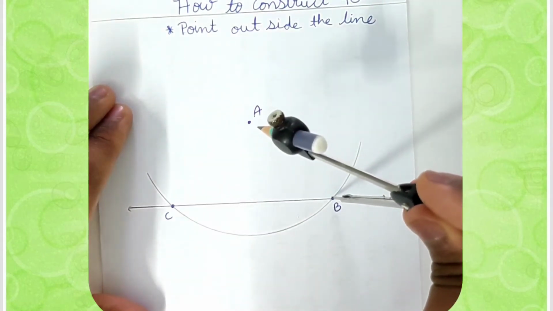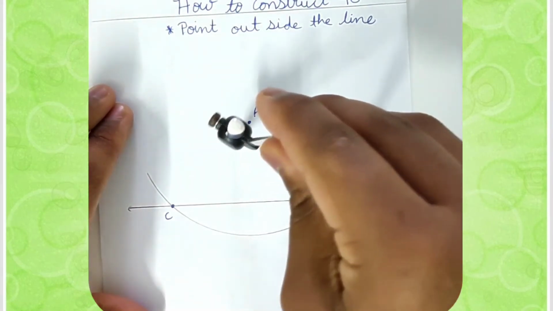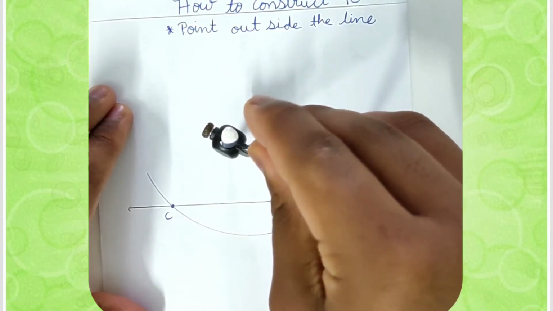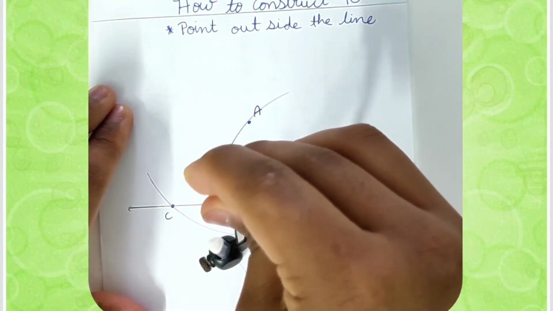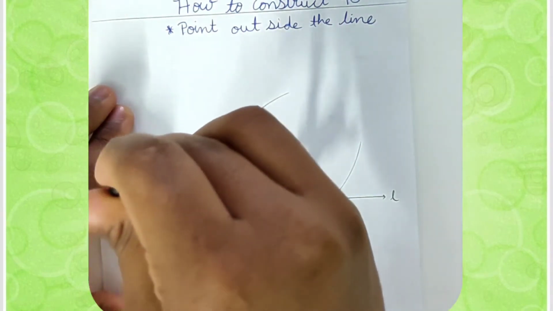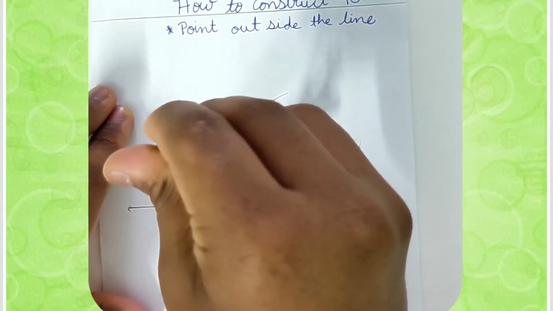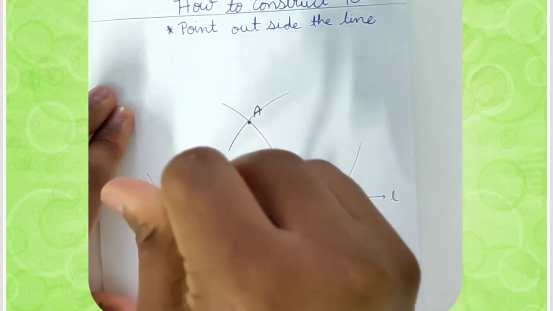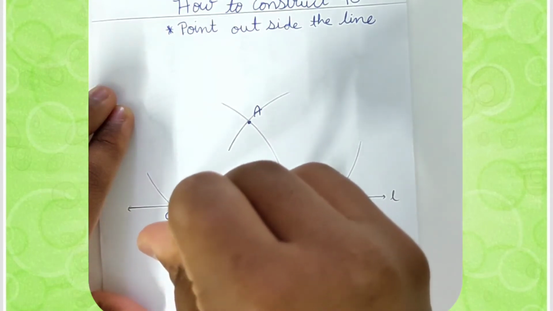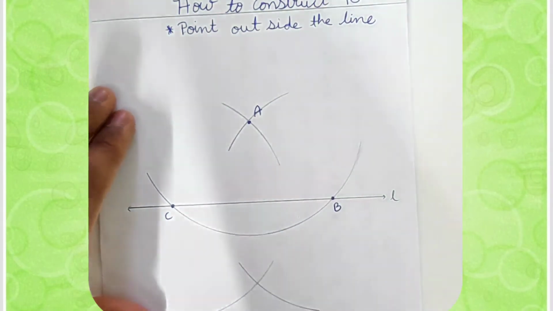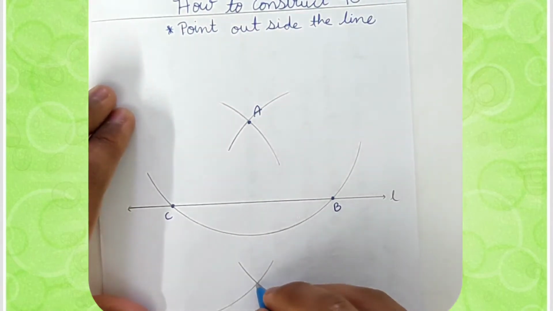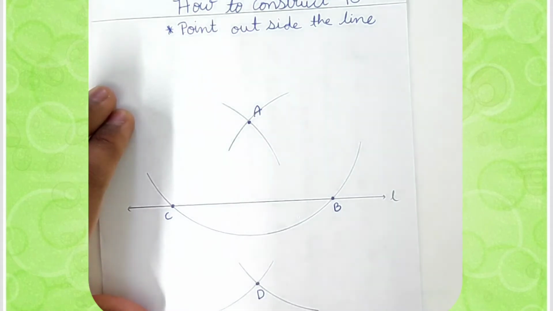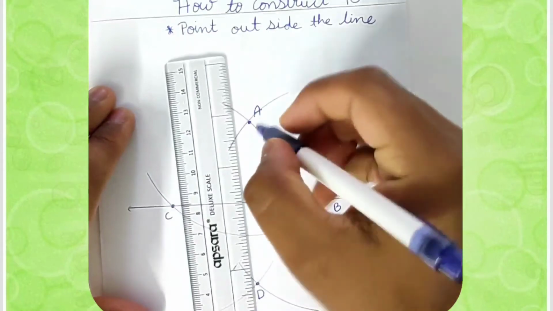From B and C, with the same measurement, draw an arc where point A lies and down opposite side of the point A. Same way from the point C. Let us name the new point as D. Join AD.